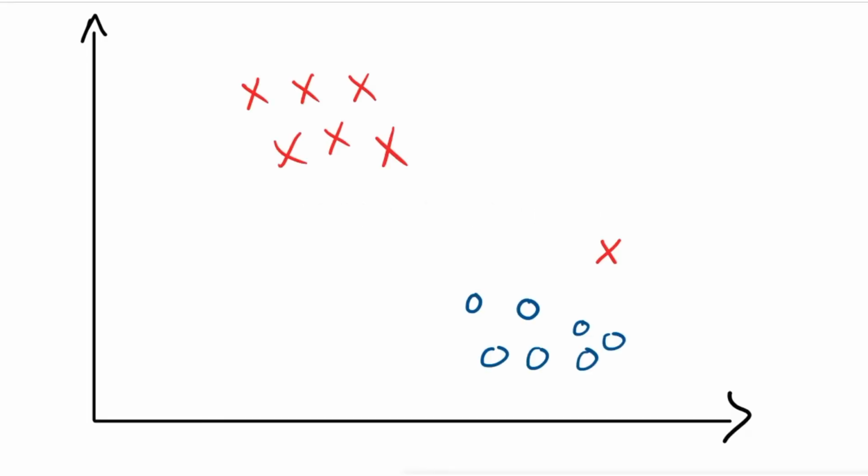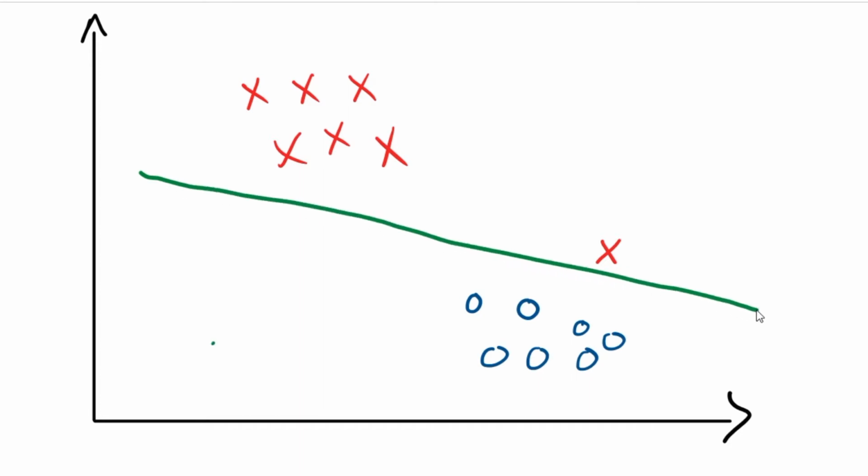Suppose this over here is your data. Which of the two lines do you think maximizes the margin and would be the correct result of support vector machine? This question is tricky. It is either this line or this line.